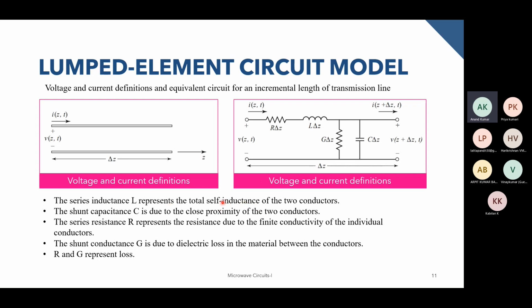For example, the series inductance corresponds to the self inductance of both the transmission line conductors, and similarly resistance corresponds to the finite conductivity. The capacitance corresponds to the capacitance developed due to the close proximity of the two conductors, and the conductance corresponds to the dielectric losses in the medium. So all these correspond to different physical parameters involved in how the transmission line is made. So this is what we call a two-wire transmission line.